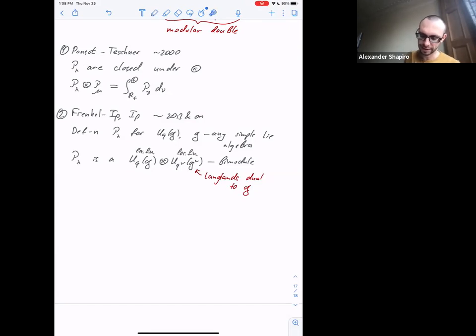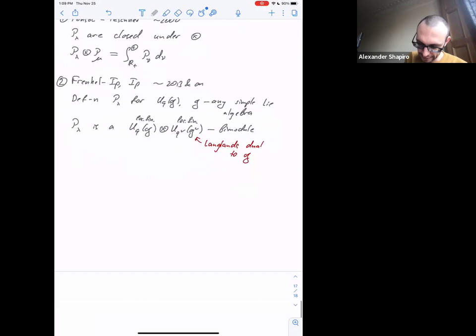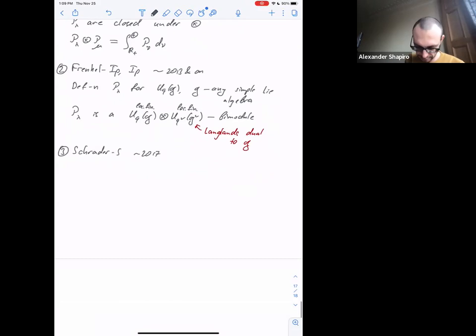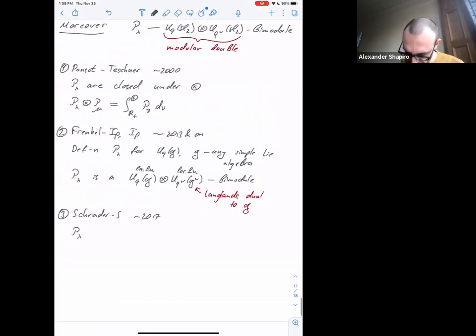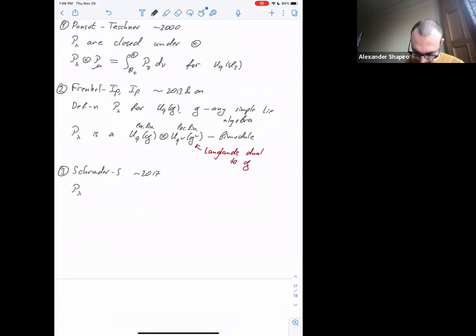So this is kind of morally just a tensor product of UqG and UqG check, but you have to be slightly more precise to make it correct. And finally, Gus, Schrader, and myself proved, in 2017 or so, that for SLN, here that happened for UqSL2. And we proved almost the same statement for UqSLN.